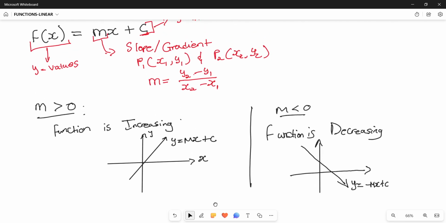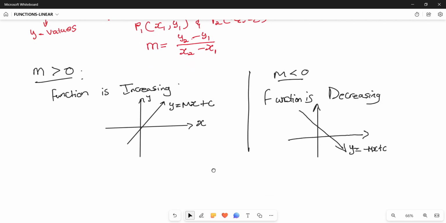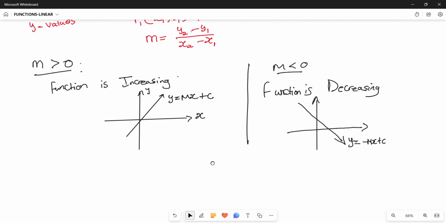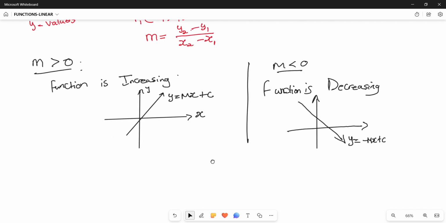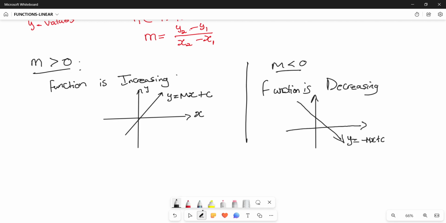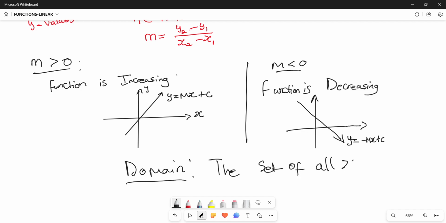The most important things for our function are the domain and also the range. What is a domain? A domain is the set of all x values for our function.